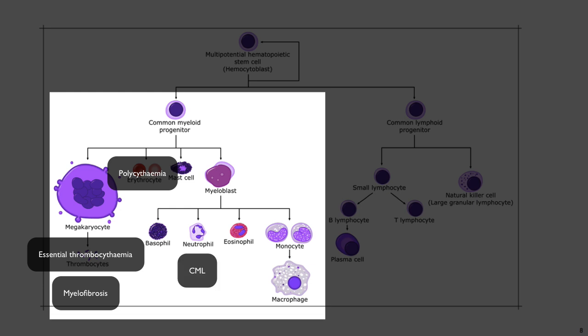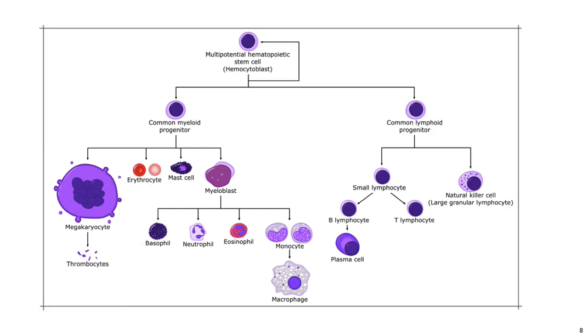And the next category is if there is ineffective differentiation. And the problem here is that these developing myeloid cells, which don't differentiate properly, end up being destroyed in the bone marrow. And this results in the less heard about disorders, the myelodysplastic syndromes.